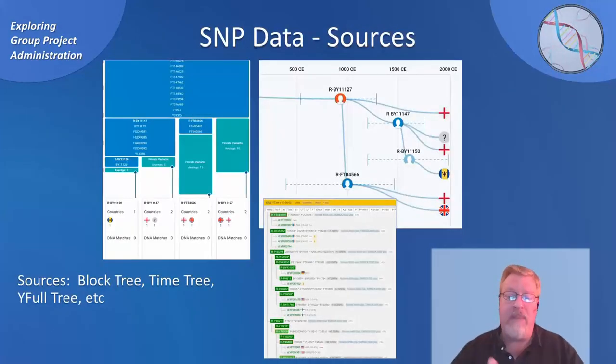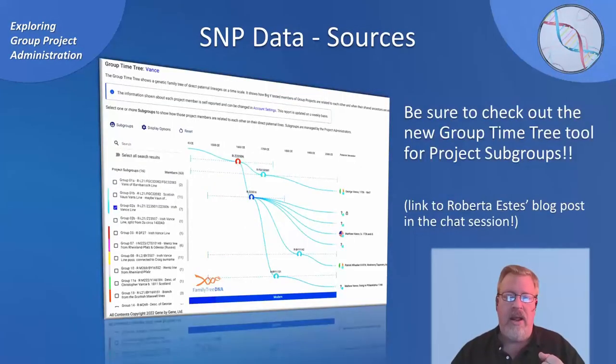Where do you get SNPs from? You're going to get SNPs from the block tree. You're going to get SNPs from the time tree. You're going to get SNPs from the YFull haplotree. You're going to get them from wherever you got them. And of course, your testers are going to give you what they're positive and negative for out of their results.